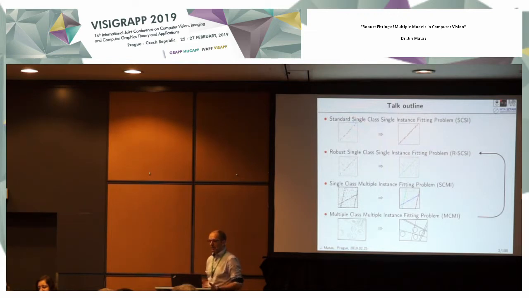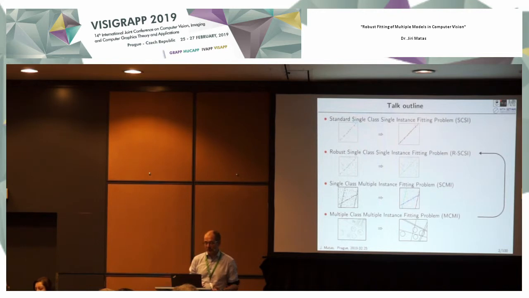This doesn't work in computer vision almost ever. It works almost never because we always have outliers. Then we start considering the robust single class, single instance fitting problem, where we have points which belong to the instance of the model, the single line, plus multiple outliers. Then we will go to single class, still only lines considered, and multiple instances, the 3 lines here. And then the final, most difficult one is multiple class, multiple instance fitting.